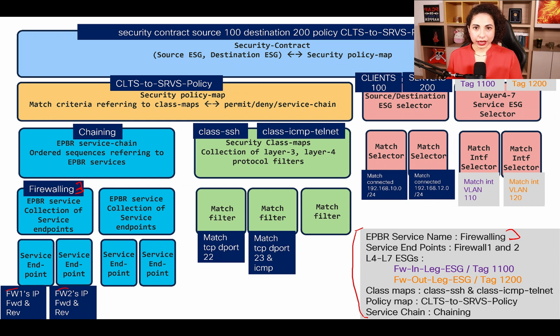But okay, let's do it step by step. And I really want to break the things down, even if it seems obvious, okay? Please bear with me. So, okay, we have our firewalling service that contains the two firewalls. If we wanted, we could configure another sequence into our service chaining.